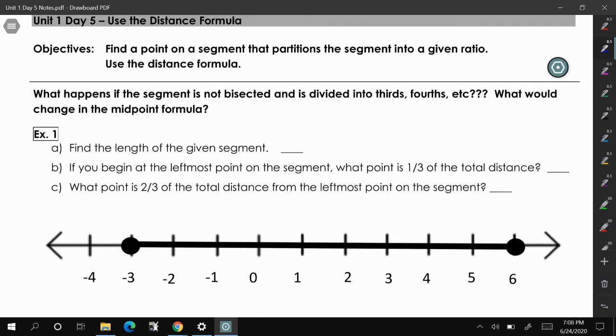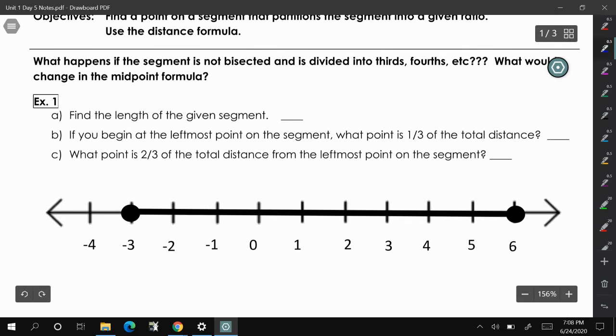Yesterday we talked about bisecting segments where we cut a segment in half, but what if we want to cut into thirds, fourths, or fifths, and so on? And how that could change the midpoint formula. So let's look at this example. We're going to first find the length of this given segment. We can easily count 1, 2, 3, 4, 5, 6, 7, 8, 9. So the length of this segment is 9.